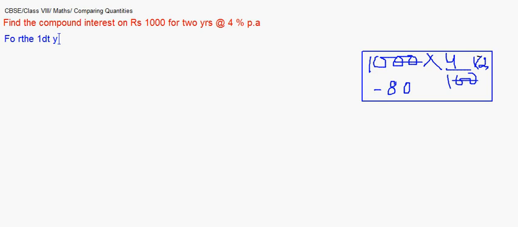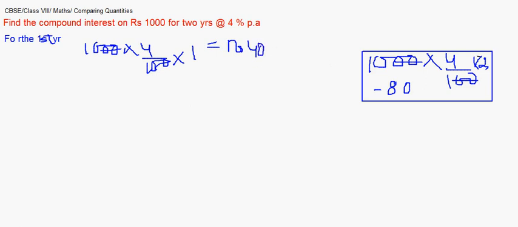So for the first year, the interest will be, sorry, I made a mistake there. Instead of S, it has become T. So for the first year, we'll be calculating interest as we generally calculate for simple interest. So it becomes 1000 into 4% for 1 year, for the first year I'm talking about. I'm getting it as rupees 40. This is the interest for the first year.